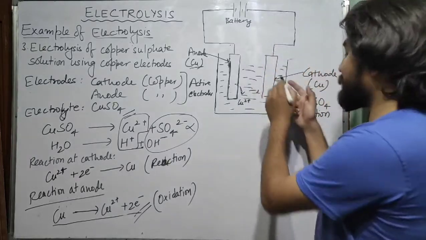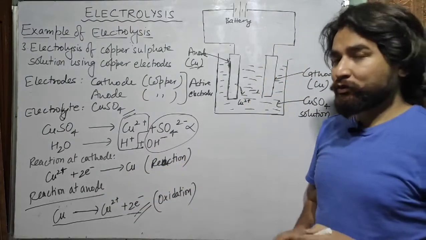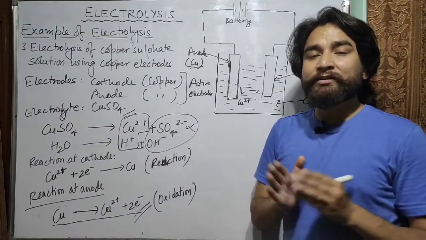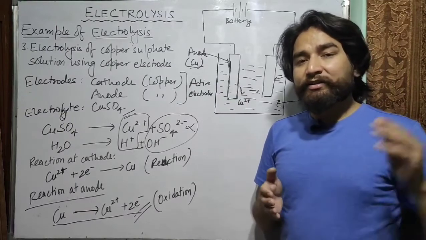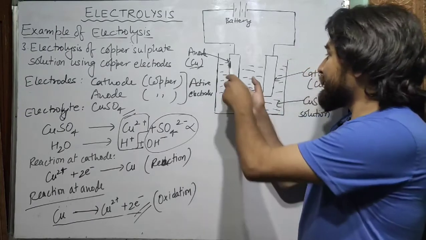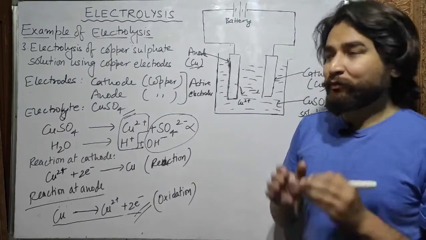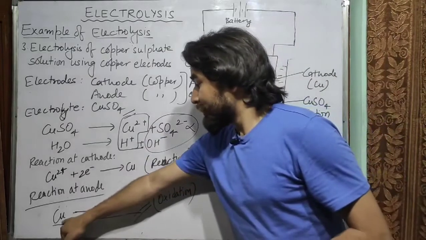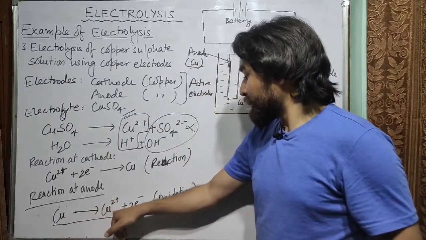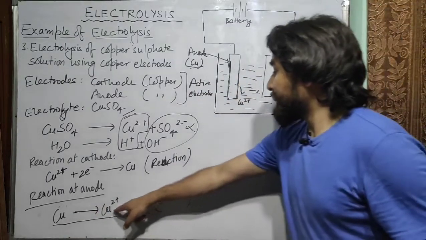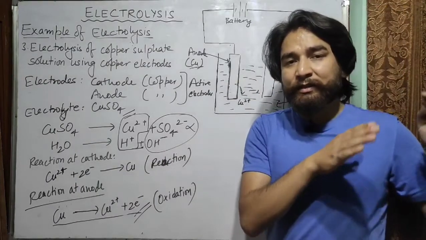But what will happen at the cathode? At the cathode, copper is deposited on the electrode. So the cathode will get thicker and the anode will get thinner during the process. As the process proceeds, the anode will become thinner and the cathode will become thicker. Why? Because at the anode, copper is being consumed. Copper is forming copper ion, and this copper ion will migrate towards the cathode, and this process keeps going on.